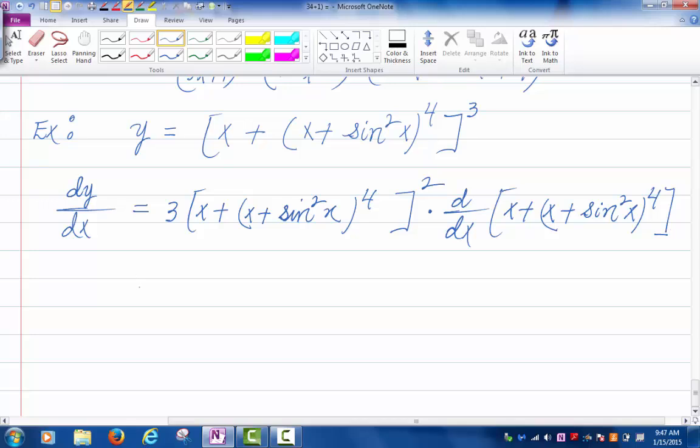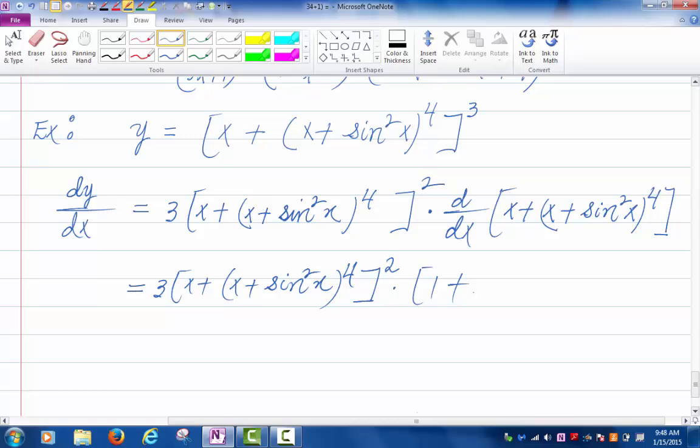And how do I find the derivative of that? Well, this is going to be then 3 times x plus sine squared x to the 4, squared. And then now I'm taking the derivative of the quantity inside the brackets. Well, I have 2 terms inside the brackets now. 2 terms. I take the derivative term by term, right? If I have a sum, I can take the derivative term by term. So what's the derivative of the first term? 1. So now I have 1 as the derivative of the first term, and then plus I have to take the derivative of the second term. Now what's the second term?